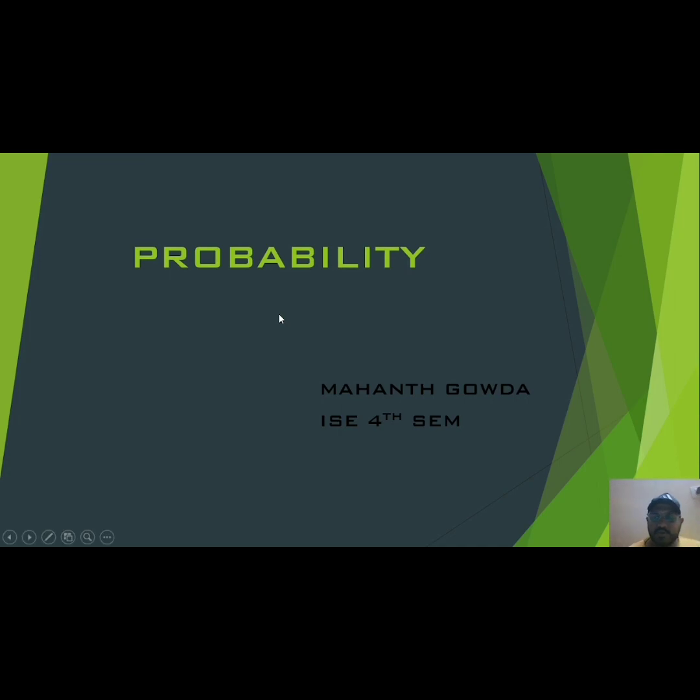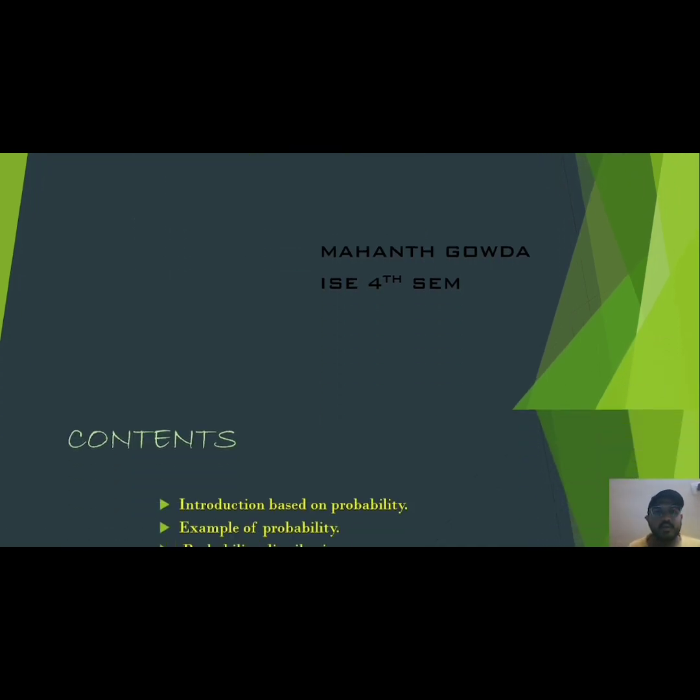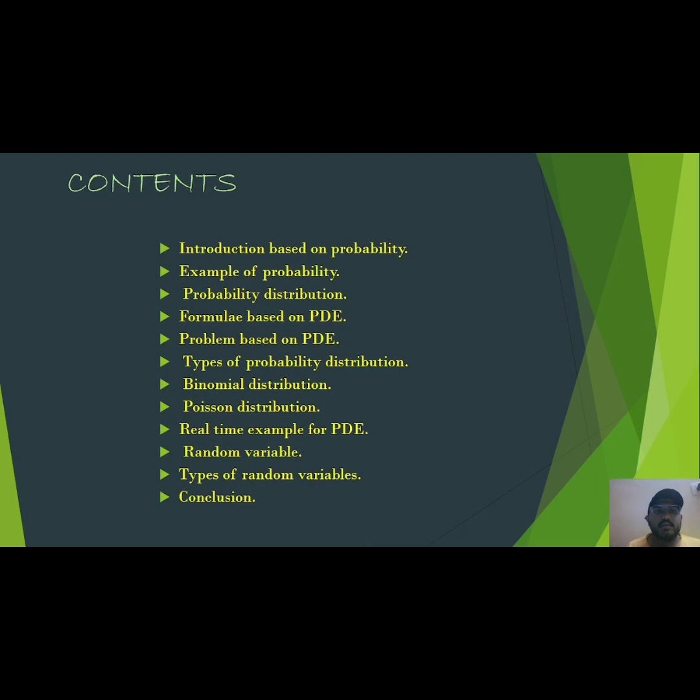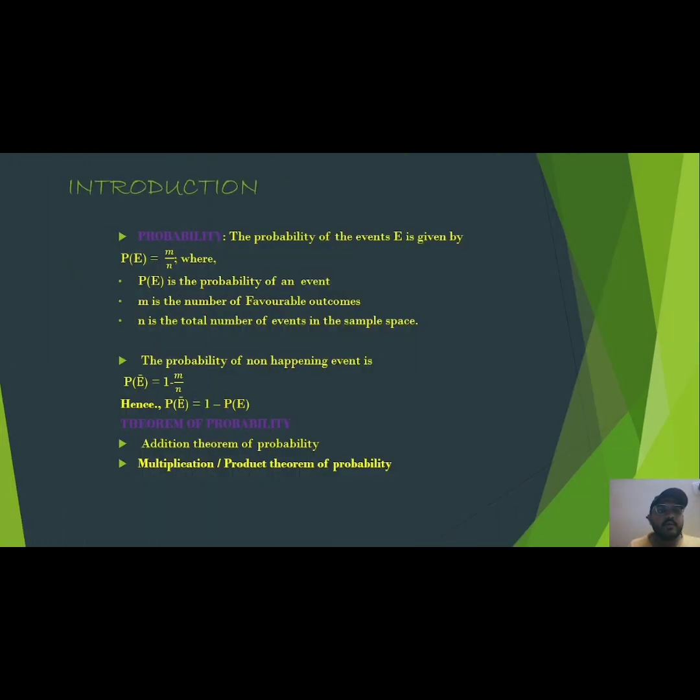So here is my presentation on probability, and here are some contents we are going to talk about today. Introduction. Probability. The probability of event E is given by P(E) = m/n, where P(E) is the probability of an event, m is the number of favorable outcomes, and n is the total number of events in a sample space.